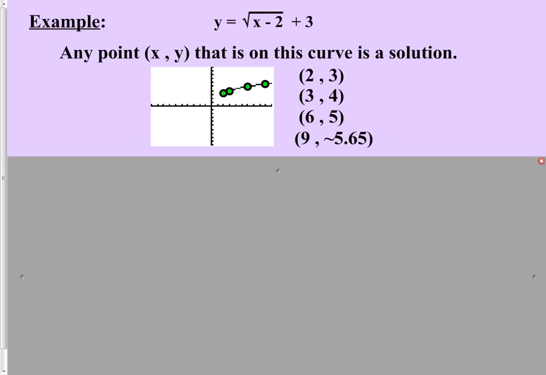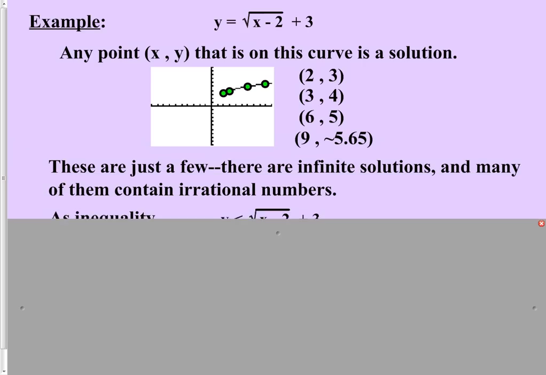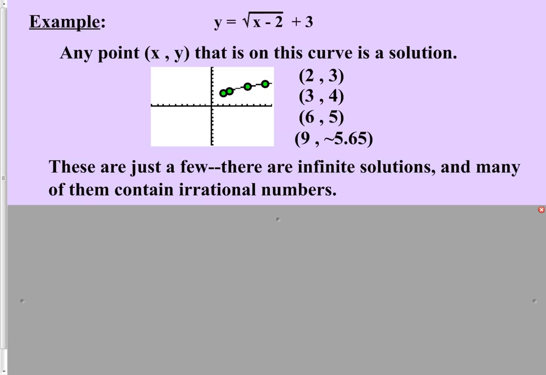So I picked three whole numbers. In this particular graph, 2 comma 3 is a solution. When you plug in 2 for x and 3 for y, you will end up with a true statement from that equation up top. Same thing with 3 comma 4, and same thing with 6 comma 5. And of course you have irrational values in there as well, lots of decimal points because of the radical in the problem. Clearly I've just listed a few of the possible solutions here. There are infinite numbers of solutions, and many of them will contain irrational numbers.